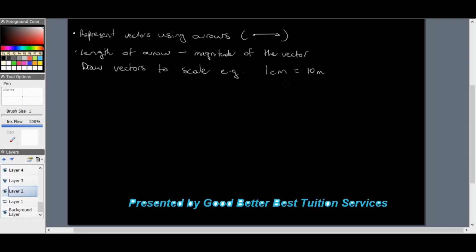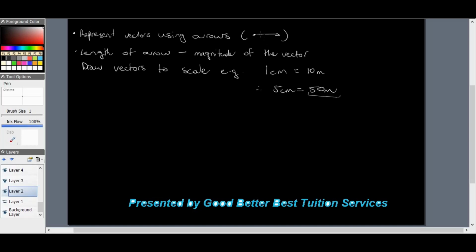So therefore, if someone walked 50 meters and I multiply both sides by 5, then 5 centimeters needs to be the length of my arrow to represent the walk that covered 50 meters. That's just an example.